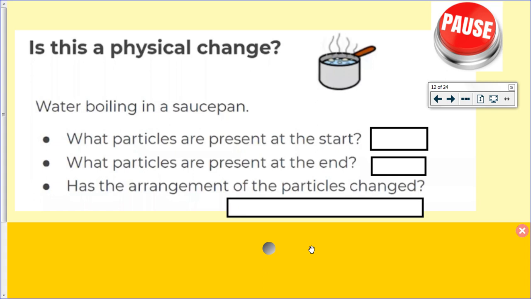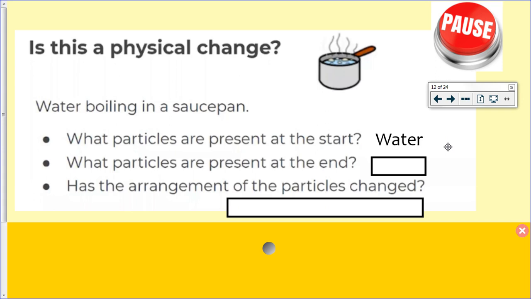So, water boiling in a saucepan. What particles are present at the start? What particles are present at the end? And has the arrangement of the particles changed? So, before we boil the water, what do we put into the pan? We put water in, which is a liquid. So we have water particles. What particles are present at the end?